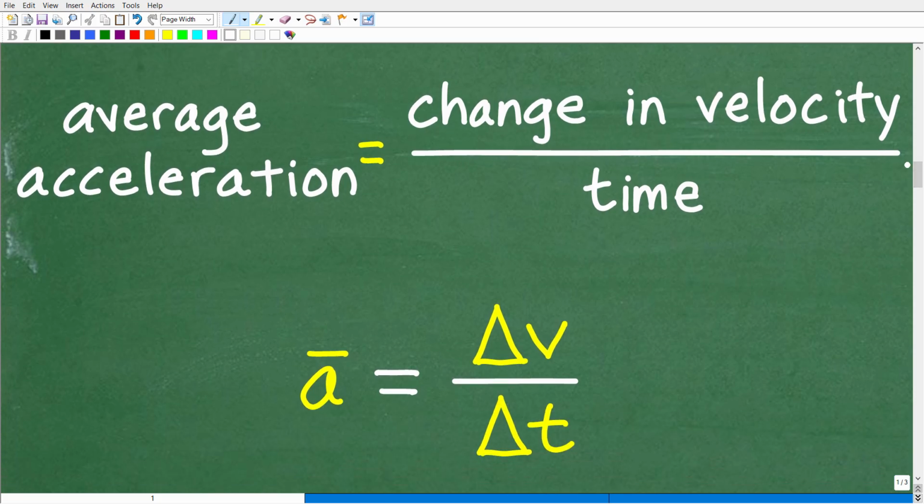So average acceleration is equal to the change in velocity over the change in time. Okay, and velocity is effectively speed. You can kind of think of that. So we have the speed of the vehicle, and we know the time change that the speed changed. It went from one speed to another speed, and we know what period of time that took.